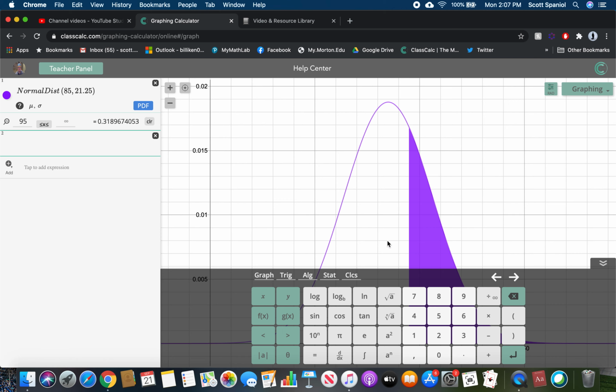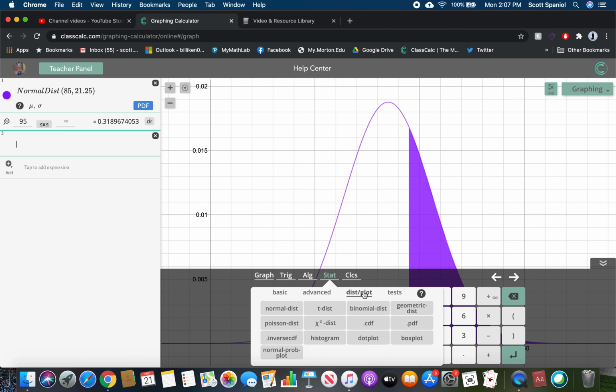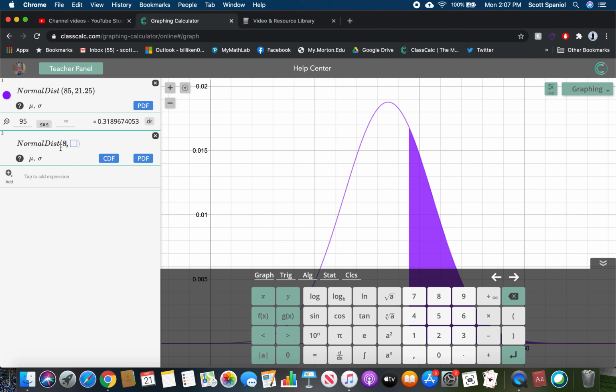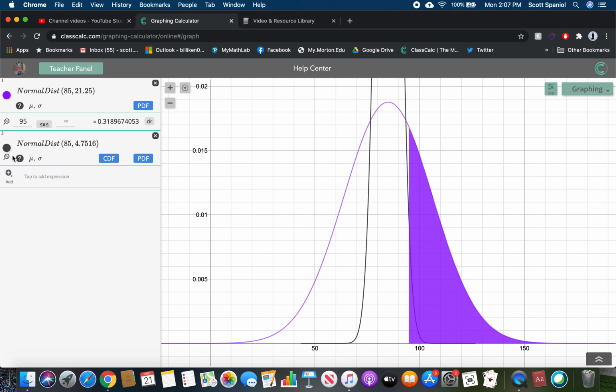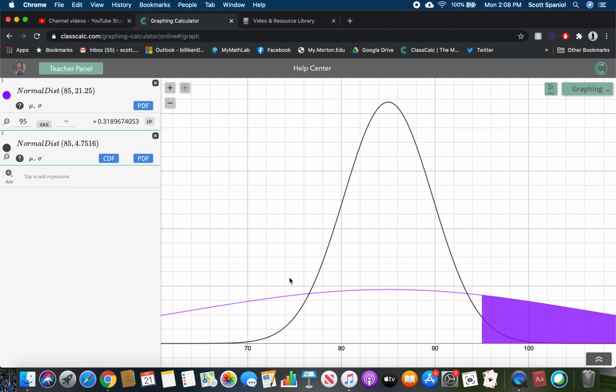Which is just not graphing right. So let's try this again. And then I wanted to try it one more time, but let's just try calculating this separately. So the standard deviation divided by the square root of 20, which is 4.7516. Okay, and so first of all, what you should notice is our graph got a lot skinnier and a lot taller because it still has to have the same area, but the standard deviation got a lot smaller.